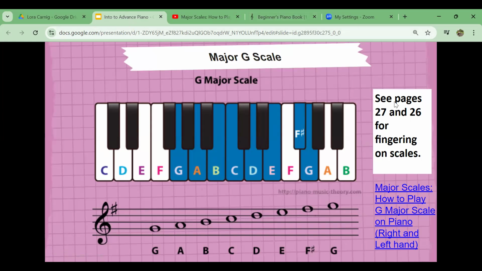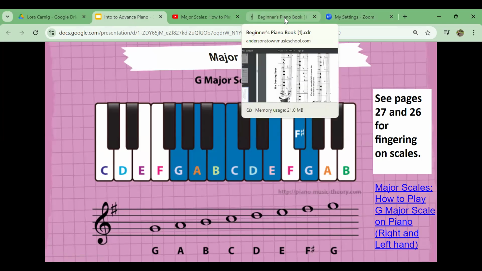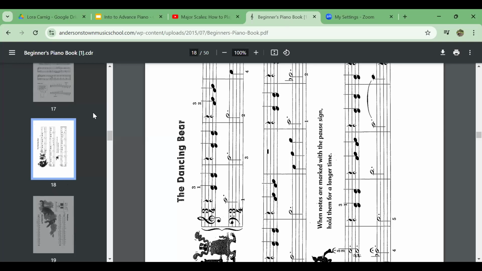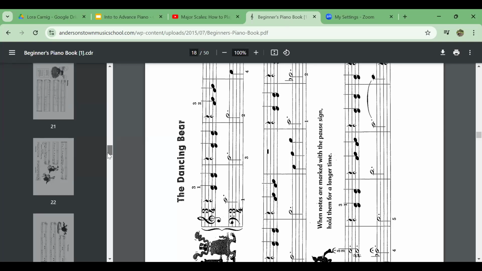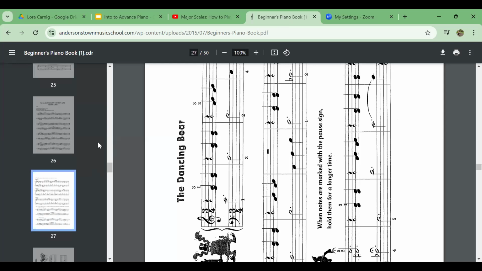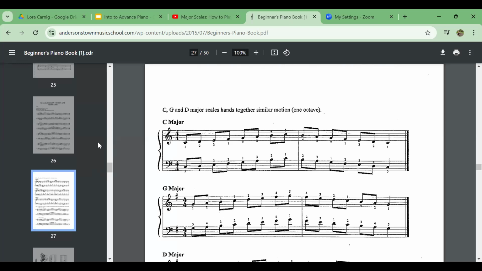I put it in that order because I think it's actually better to start with page 27 and then go to page 26. So let's look at that right now. So let's scroll to page 27. And here you can see they've numbered the fingers, and you saw in the video how he numbered.